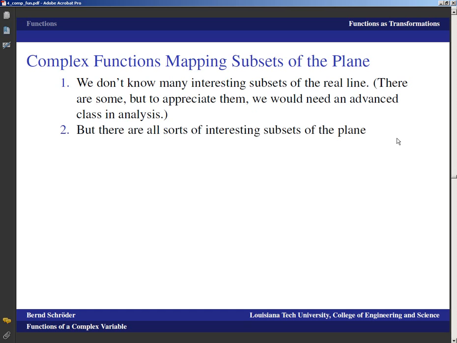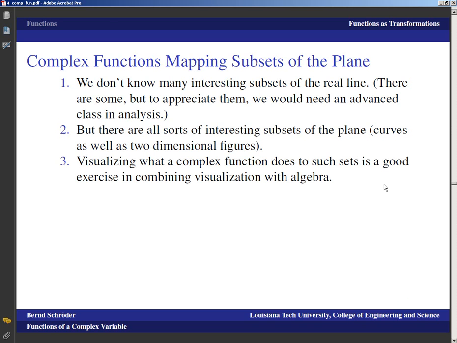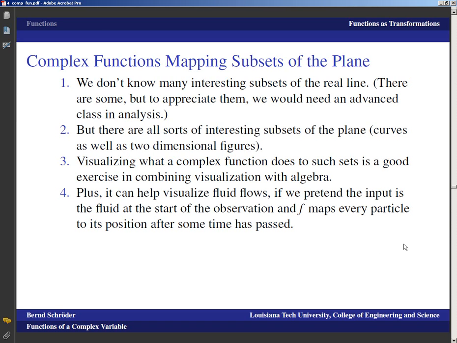I mean, there are all sorts of nice geometric figures in the plane, so the interesting subsets can be curves as well as two-dimensional figures. To visualize what a complex function does to these kinds of sets is a very good exercise in combining visualization with algebra, because of course an algebraic expression is how the function is typically given, and then we translate that into what's happening to the pictures. Plus, as I said, in terms of applications, these things can help to visualize fluid flows if, say, we pretend that the input is what a glob of fluid looks like at the start of the observation, and f maps every particle to its position after some time has passed.